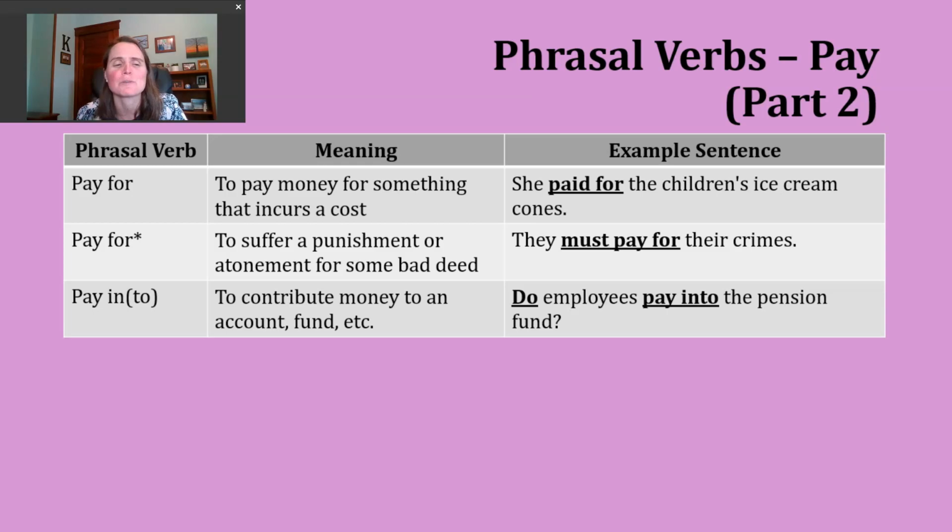That is to pay in or pay into. Generally, when someone uses this, they're talking about contributing money to some type of account, maybe a particular type of fund, or something else a bit similar. An example of this might be, do employees pay into the pension fund?